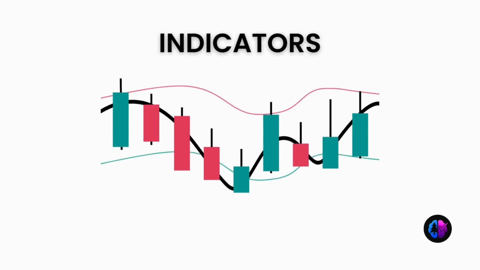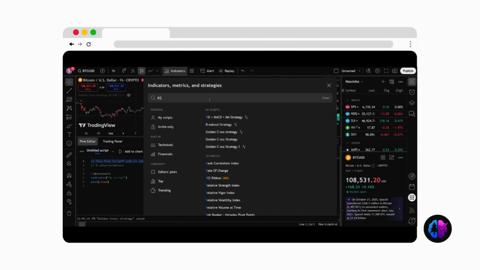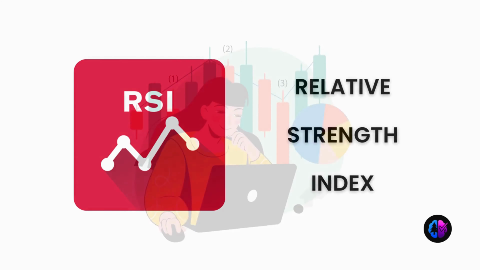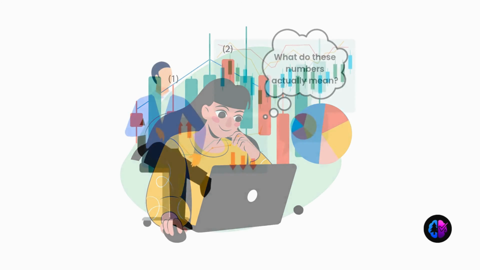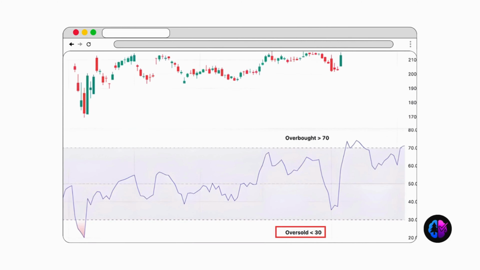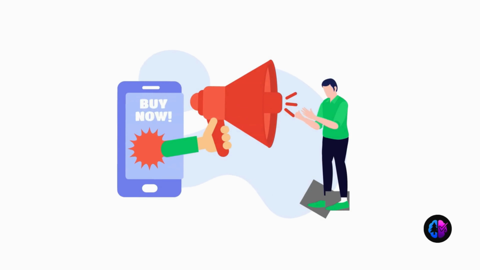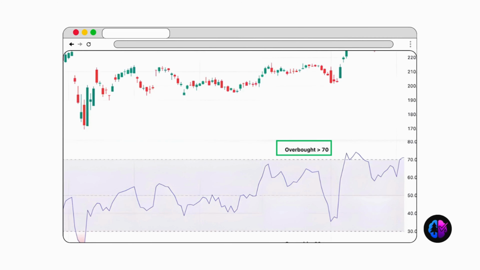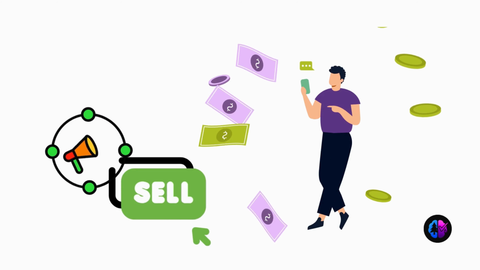First, let's talk indicators. Click Indicators at the top of your chart and search for RSI, Relative Strength Index. Now you might be wondering, what do these numbers actually mean? Simple. When RSI drops below 30, the market is oversold. Buyers are likely to jump in. That's your buy signal. When it rises above 70, it's overbought. Sellers take control. That's your sell signal.